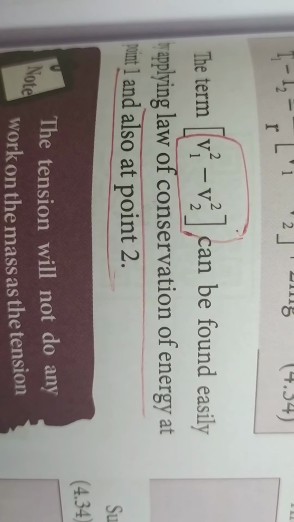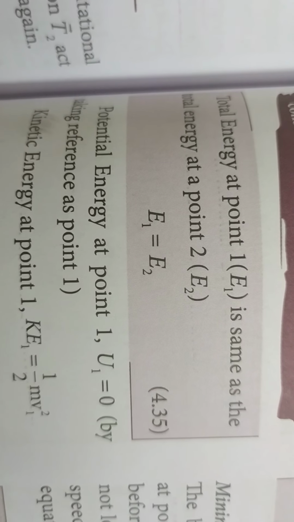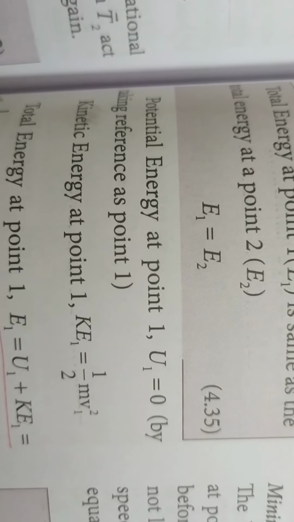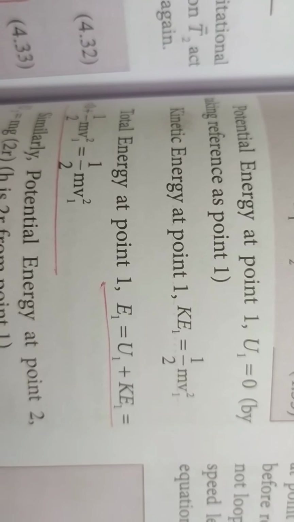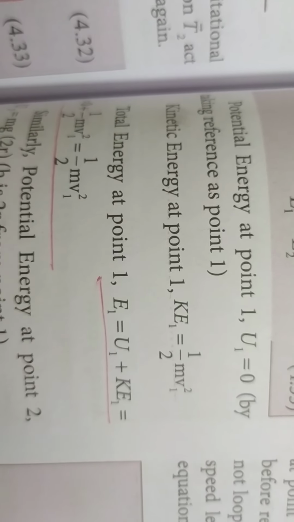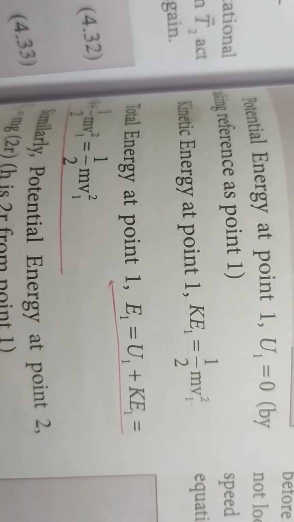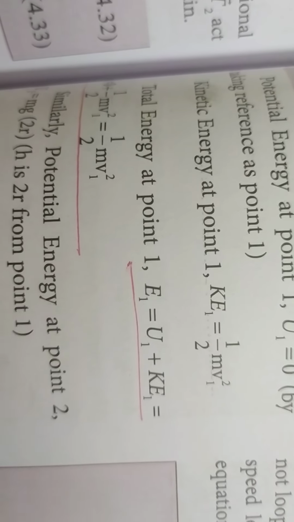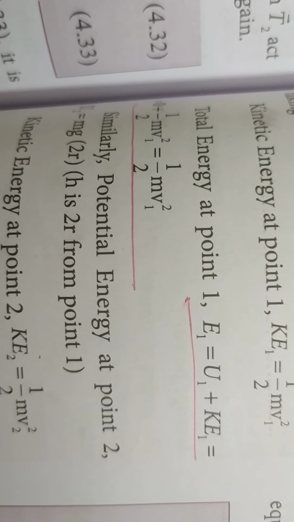Next we have to find out what v1 square minus v2 square is, and for this you apply the law of conservation of energy at both points 1 and 2. At the lowest point let the energy be E1, and at the highest point the energy is E2. According to the law of conservation of energy, E1 must be equal to E2. At the lowest point 1, the potential energy becomes 0, because it is only starting its motion. The potential energy is 0, whereas the kinetic energy is half mv1 square, so the total energy is 0 plus half mv1 square, which is half mv1 square.